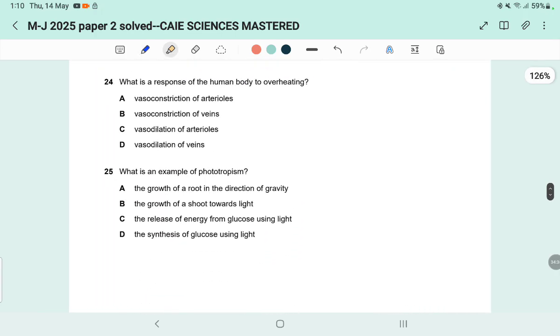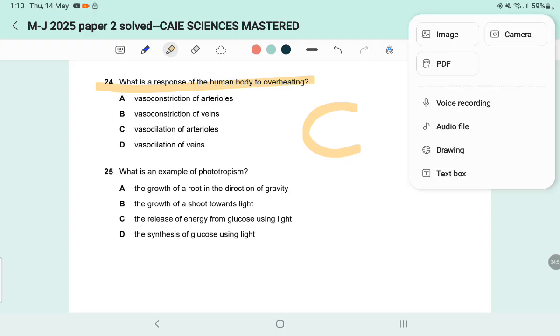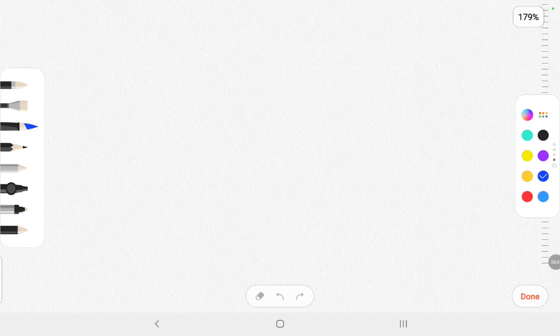Okay. Number 24, what is the response of the human body to overheating? Overheating basically means that you are really hot, like you're in a hot desert or a hot room. So the answer basically will be C. You will tell me how. Vasodilation of the arterioles. Okay, I will explain it, because this really disturbs a lot of questions. You will tell me why arterioles and not veins. I will tell you why.